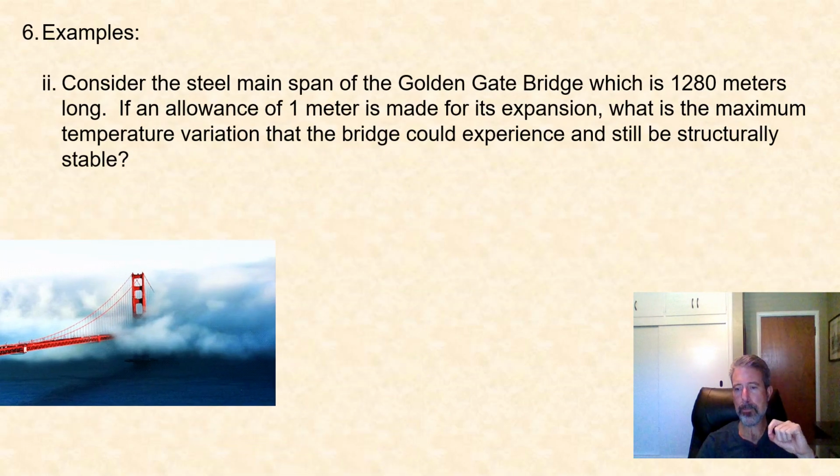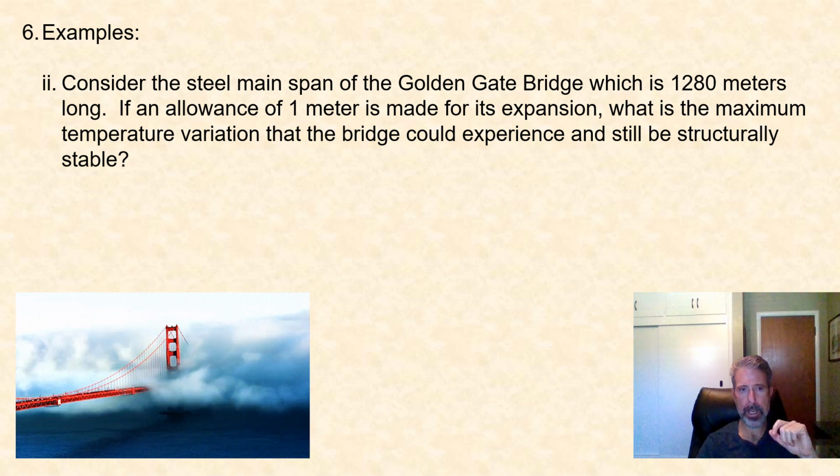So our next example is a similar example. Here we're talking about the steel main span of the Golden Gate Bridge, which is 1.2 kilometers, 1,280 meters long, and we're told here that an allowance of 1 meter is made for its expansion. Given that, what is the maximum temperature variation the bridge could experience and still be structurally stable?